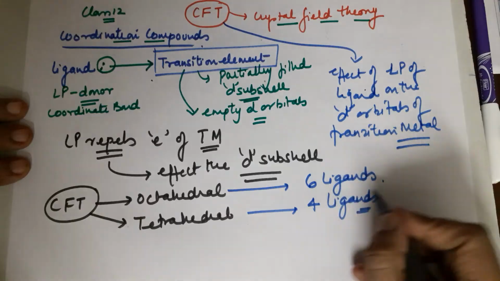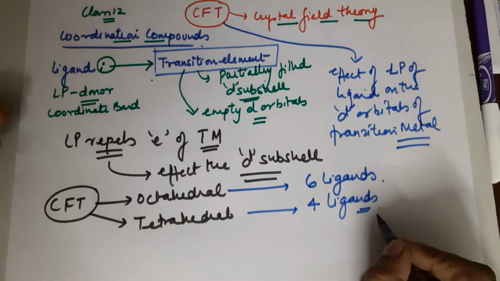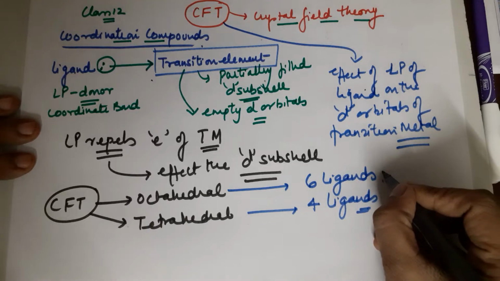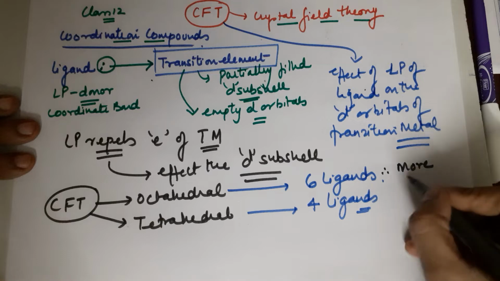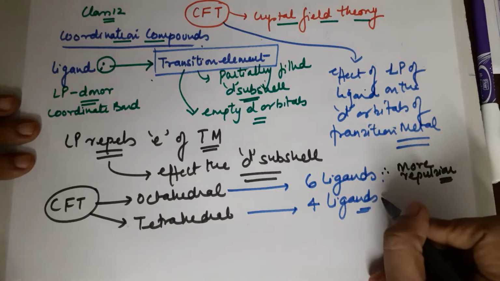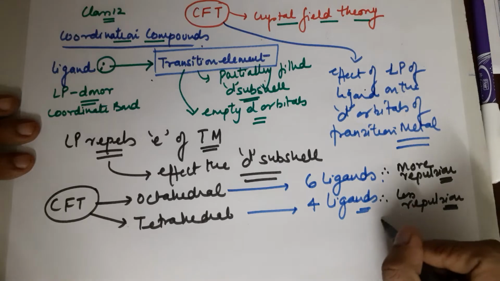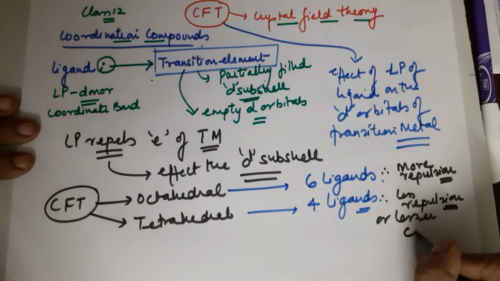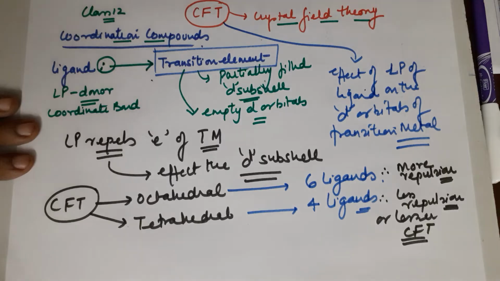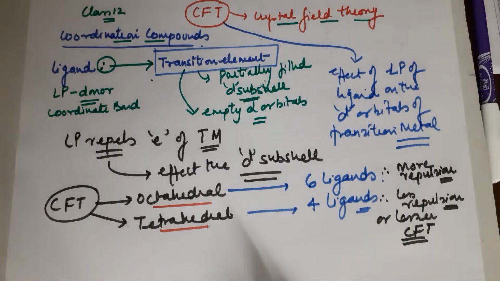Now, these 6 ligands will be approaching the octahedral complex and here the 4 ligands would be approaching the tetrahedral complex. Now, there are 6 ligands, therefore, it would have more repulsion because the more the electrons, the more the repulsion. Here comparatively, you would have a lesser repulsion or lesser CFT. The effect of crystal field theory is less in case of tetrahedral complexes. Of course, there are other complexes, but they are not in your syllabus. So, we would only be stressing on octahedral complexes and the tetrahedral complexes.